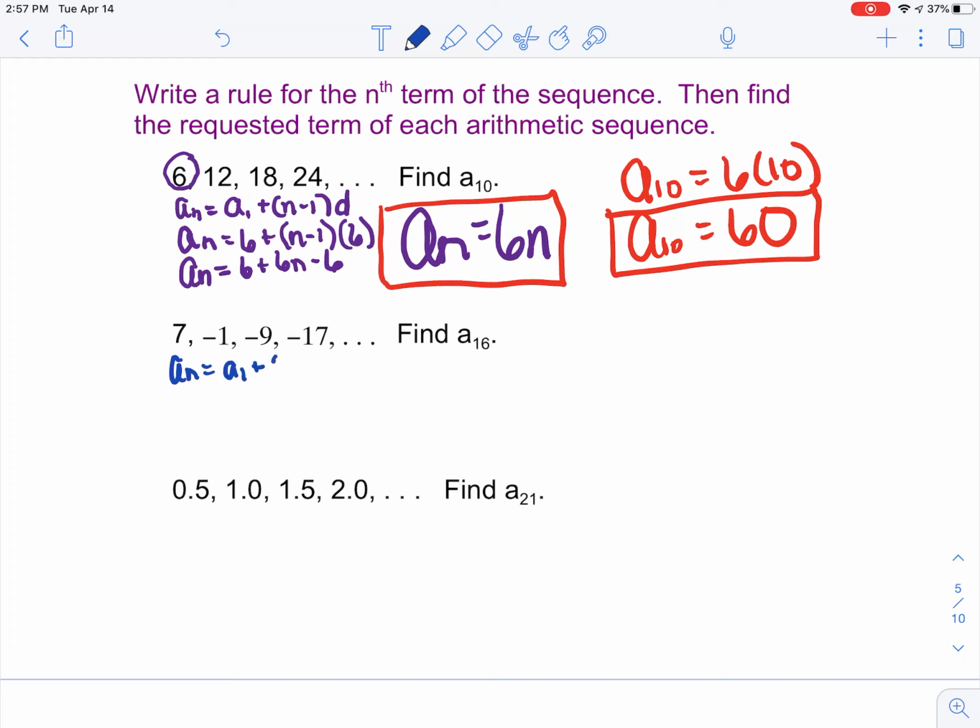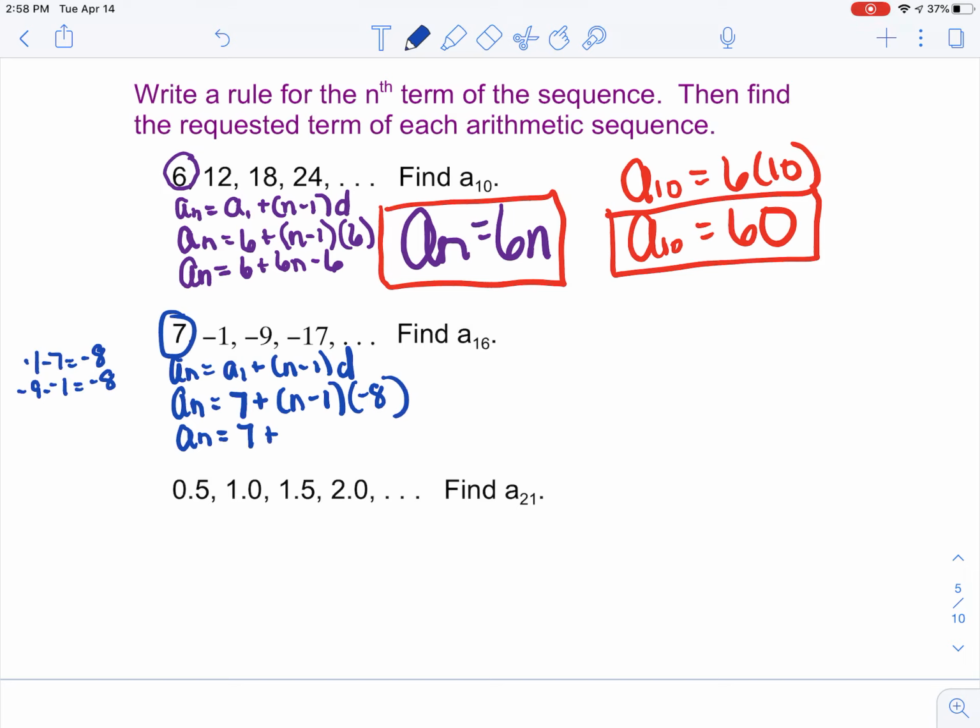So A sub n equals A sub 1 plus n minus 1 times d. I leave my A sub n to find the rule. My first term is 7 plus n minus 1. And what's happening each time? Well, negative 1 minus 7 is negative 8. Negative 9 minus negative 1 is negative 8. So my common difference is negative 8.